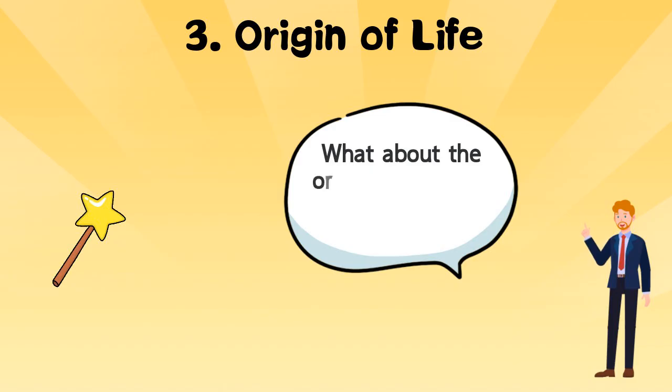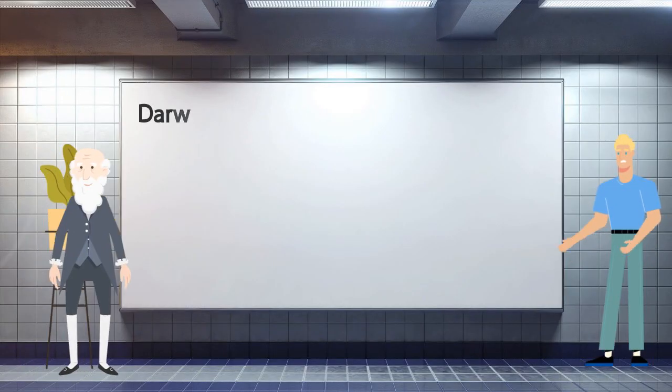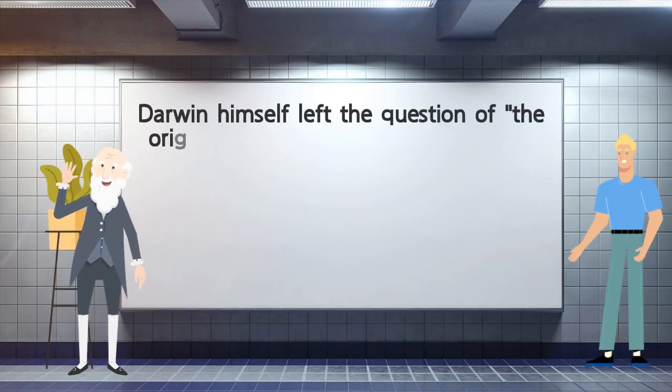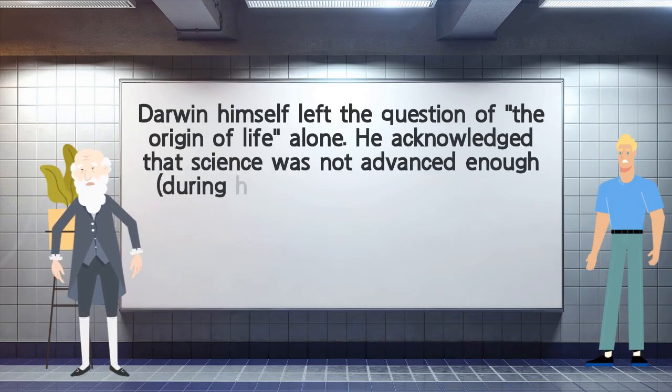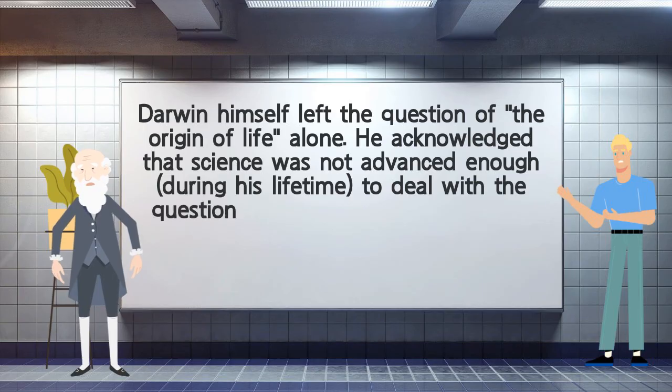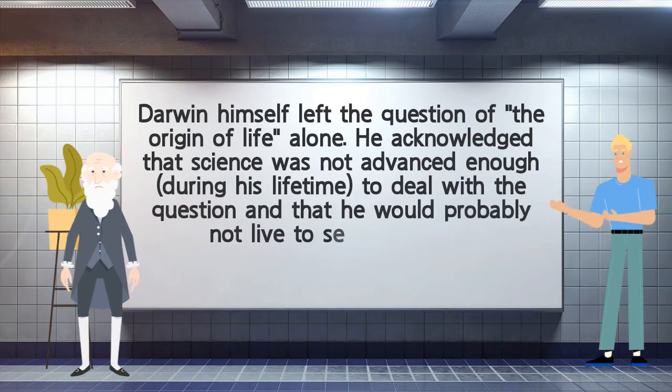What about the origin of the very first life form? Darwin himself left the question of the origin of life alone. He acknowledged that science was not advanced enough during his lifetime to deal with the question and that he would probably not live to see it resolved.